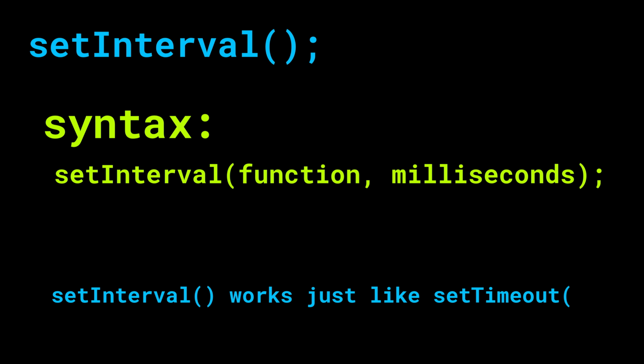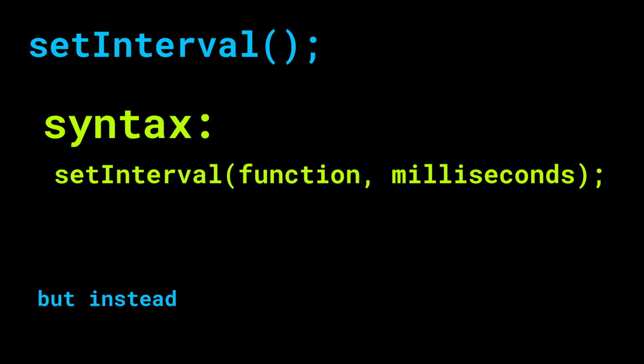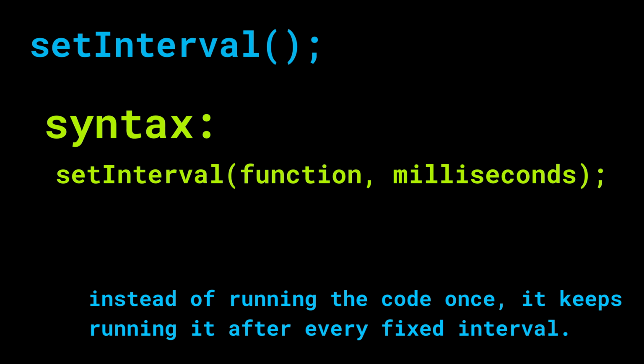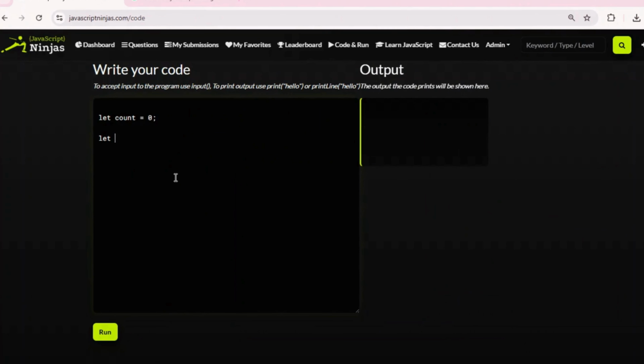SetInterval works just like setTimeout. But instead of running the code once, it keeps running it after every fixed interval. Now let's see one example so that you can see how it exactly works.